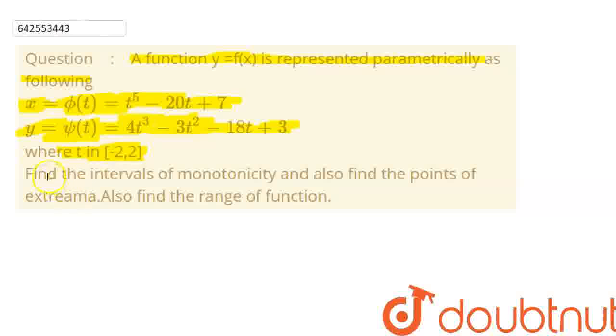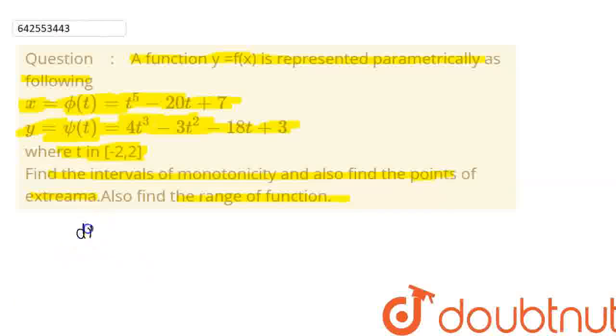Now in such a case we need to find the intervals of monotonicity, and we also need to find the points of extrema, and after that we need to find the range of this given function. So for finding all of these things we should know dy by dx, that is the f dash x value. So for that we are going to calculate dx by dt and then dy by dt.